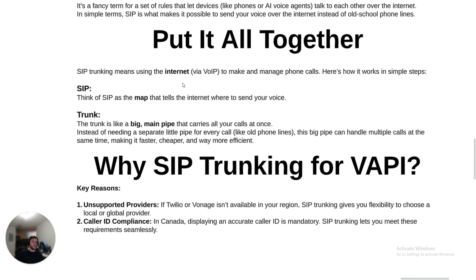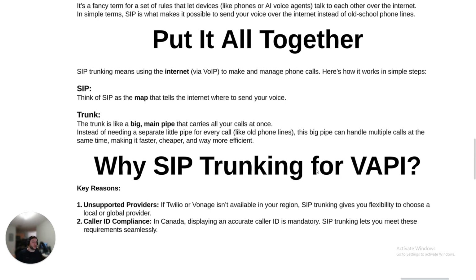SIP trunking means using the internet to make and manage phone calls. And here's how it works in 2 simple steps. Think of SIP as the map that's telling your internet where to send your voice. It's a set of rules. And the trunk is like the big main pipe that carries all your calls at once.